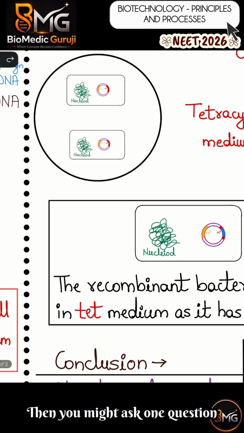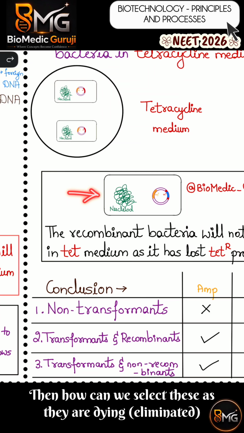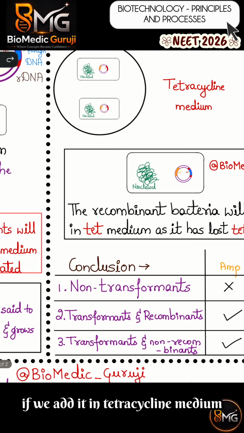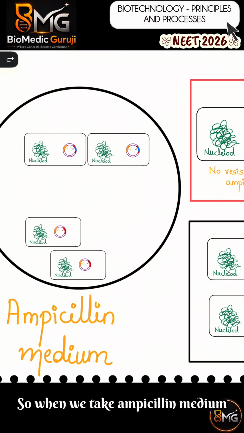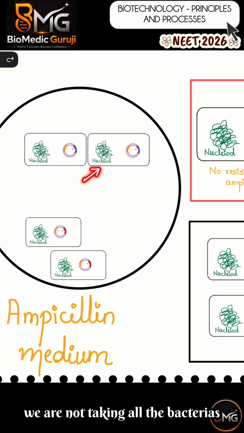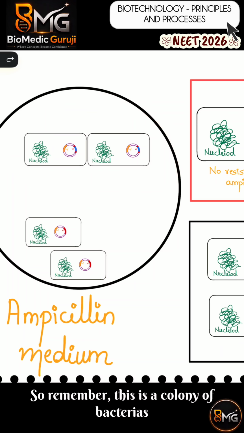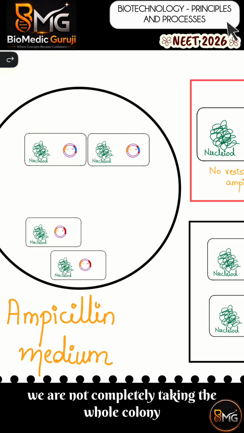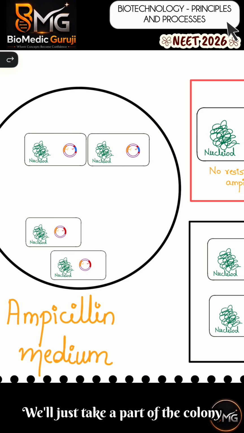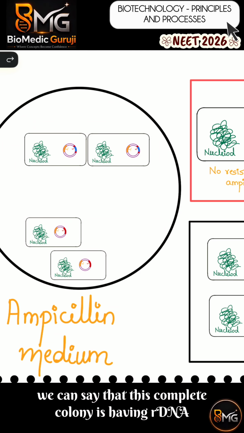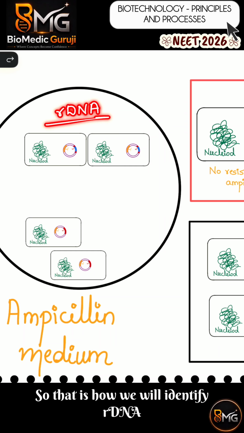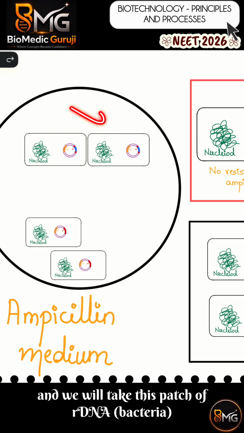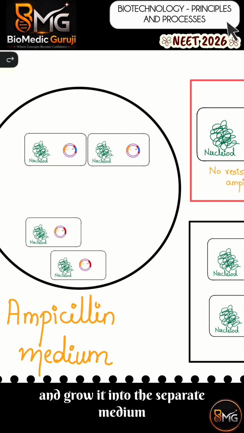Then you might ask one question: how can we select these if they are dying when we add them to tetracycline medium? The answer is here. When we take from the ampicillin medium, we are not taking all the bacteria. Remember, this is a colony of bacteria. When we take a patch of the bacterial colony into the tetracycline medium, we are not completely taking the whole colony. We'll just take a part of the colony. So when this colony part doesn't survive, we can say that the complete colony has rDNA. That is how we will identify rDNA, and we will take this patch of rDNA and grow it into a separate medium.